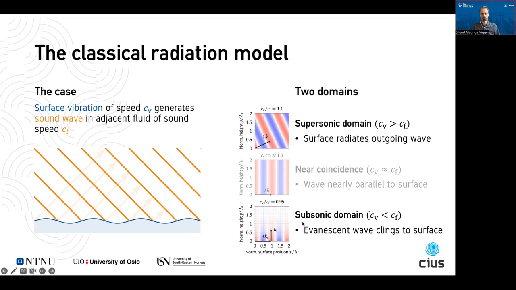In the subsonic domain, on the other hand, the surface vibration moves slower than the speed of sound in the fluid. We get an evanescent wave that clings to the surface, which means that as we go away from the surface, the amplitude decreases exponentially.